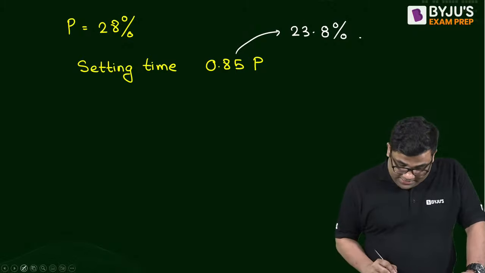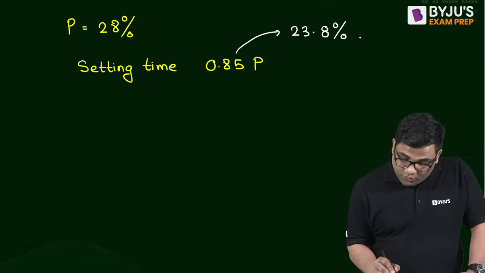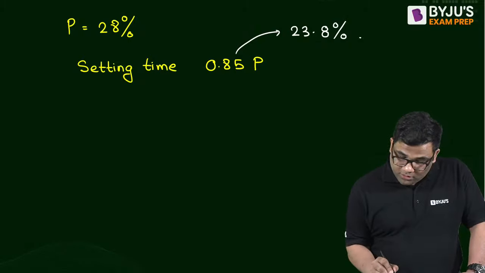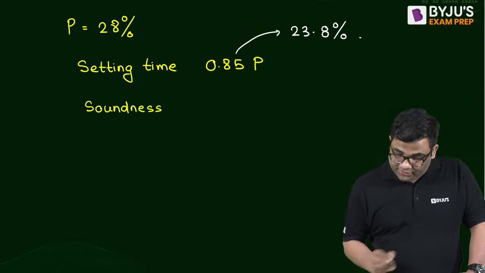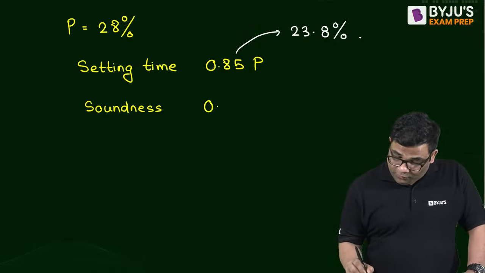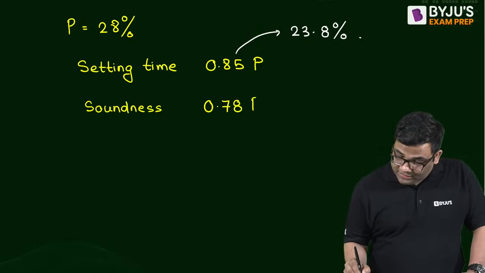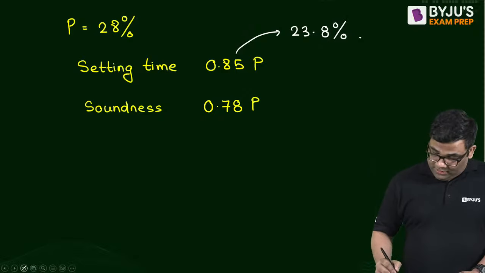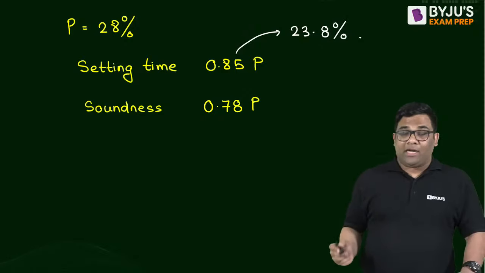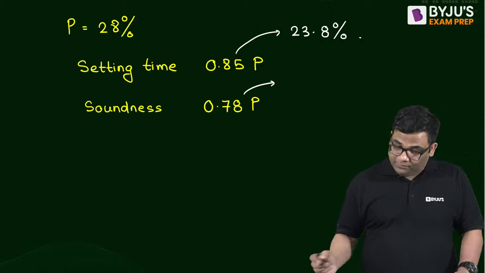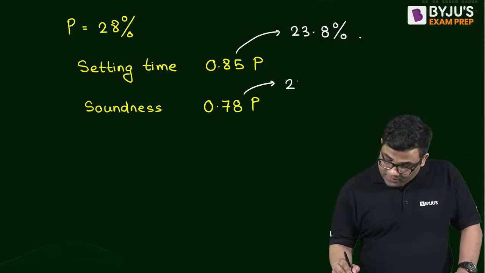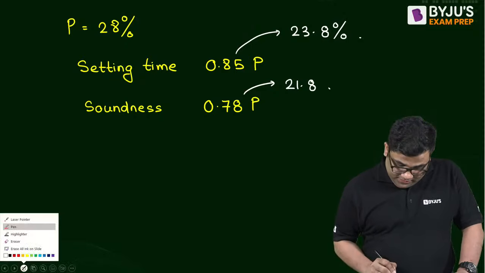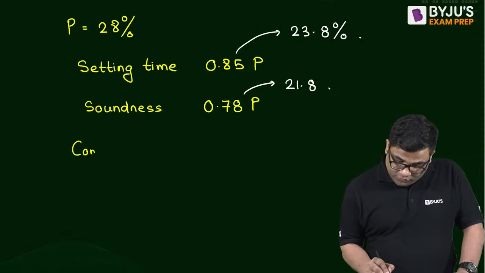Yes. And for the next one, the soundness test, when you are conducting the test in Le Chatelier's apparatus, it is 0.78 P. How much are you getting? It will be less than that, 21 point something. For the soundness test, 21.8. Yeah. For the compressive test, you can check the latest code also.